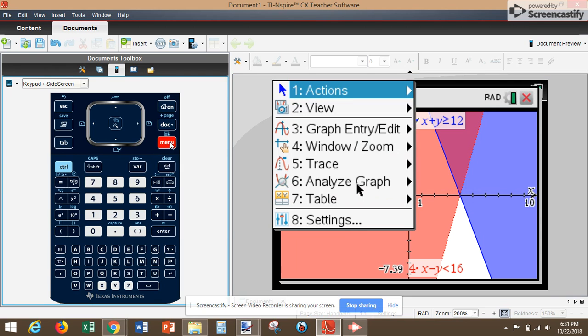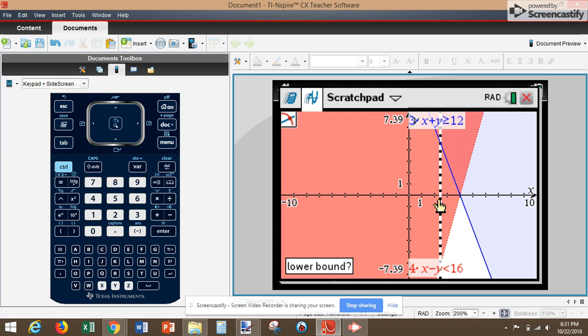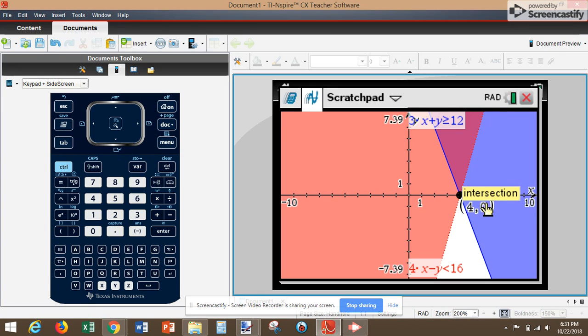To do that, we go to menu, analyze graph, intersection. Scroll to the left side, press enter. Scroll to the right side of where they intersect, press enter. They are going to cross at 4, 0. That is their intersection. That is the solution.